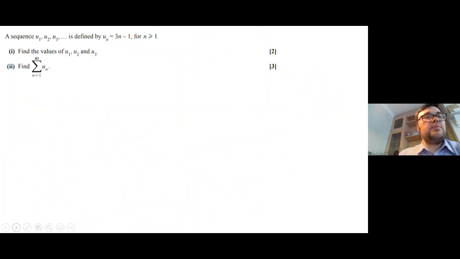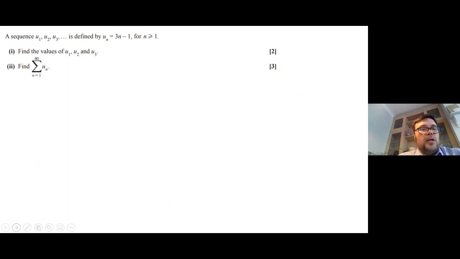Next, we're going to look at sequences. So we are going to look at arithmetic and geometric. Before we do that, we're going to have a look at a little bit of the notation. Okay, so here we have a sequences, remembering that U stands for the term and that S stands for the sum. Just checking time. So a sequence U1, U2, U3 is defined by UN equals 3n minus 1.